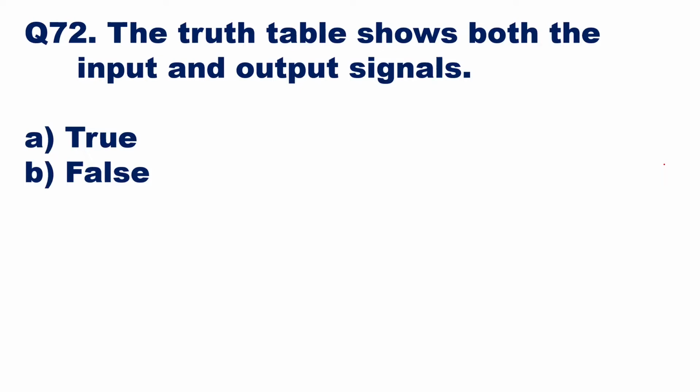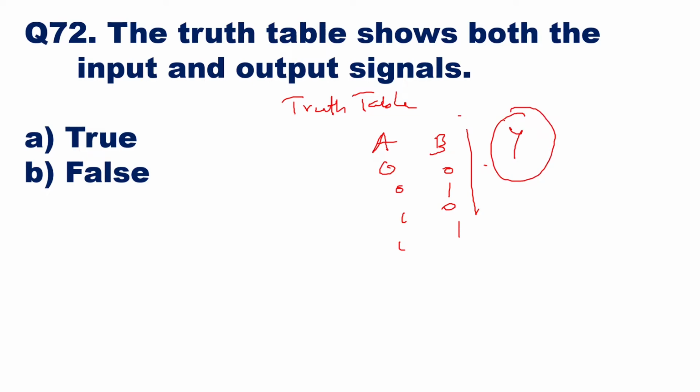The truth table shows both the input and output signals. So whenever we have a truth table, the concept is that it is a relationship between inputs and outputs. If you are saying A and B are the inputs, then we can have Y as the output. So this is for a two input gate. If we take inputs as 00, 01, 10, 11, then depending upon which operation we are going to use, we decide what will be the output here. This is the output. That means it is a relationship which shows both input and output.